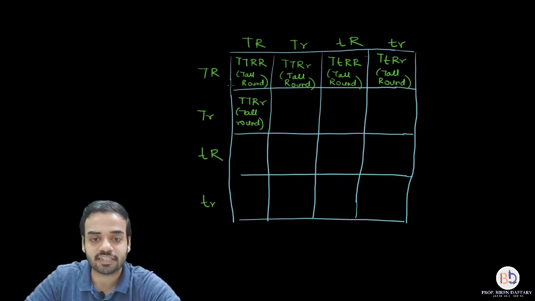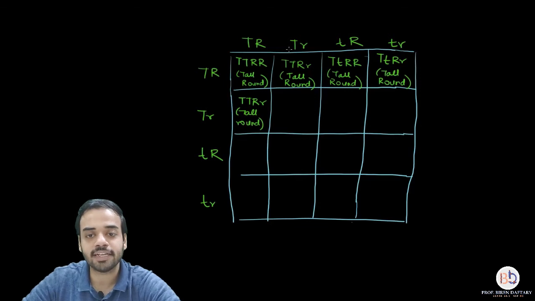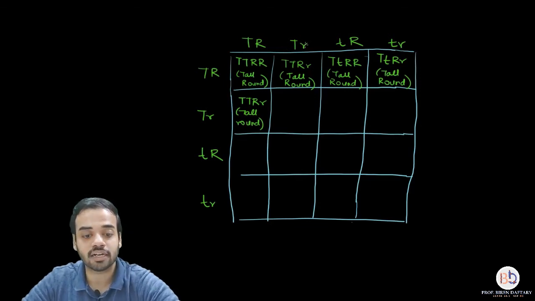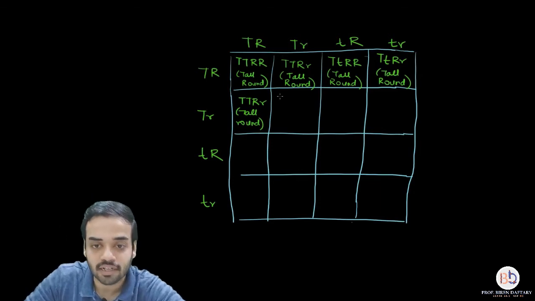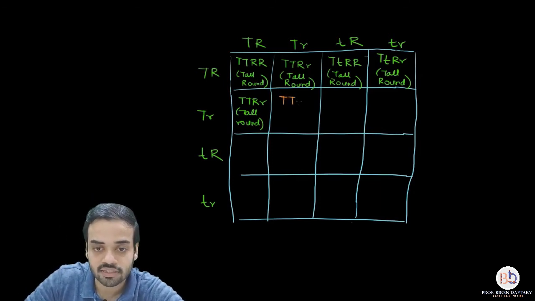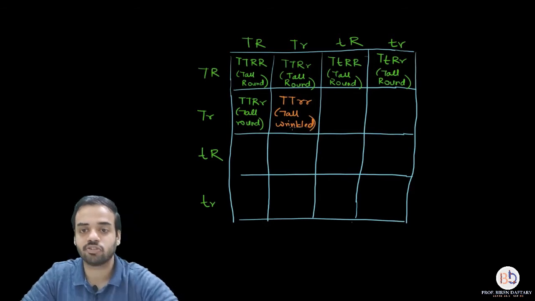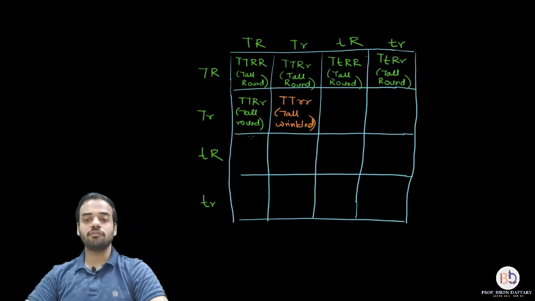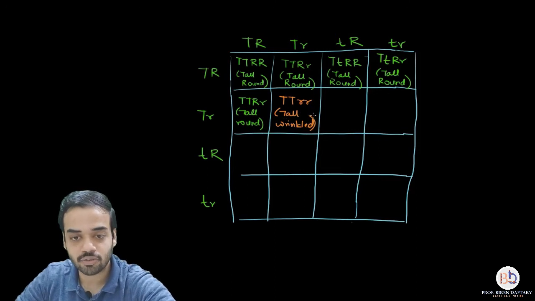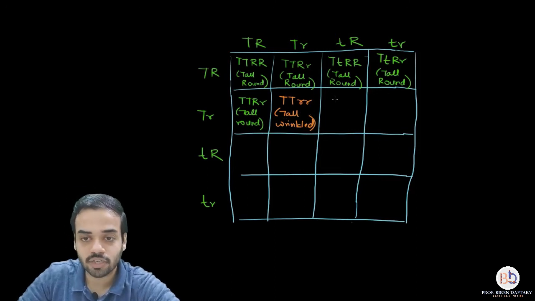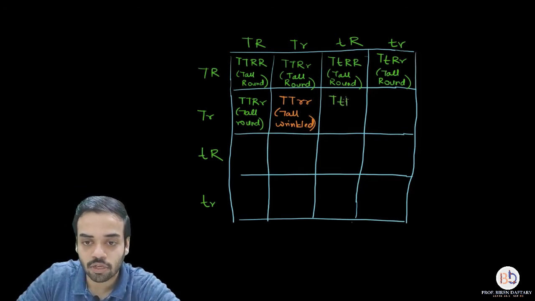Now look at this next phenotype. It is going to be capital T, small r, and that is going to be tall, wrinkled. Now let us use a different color for that. So I'm going to use the orange color, capital D, small r, which is tall and wrinkled, so that it becomes easy for us when we write down the ratios. Now again, when we are going to write the next genotype, the next genotype is again going to be capital T, small t, capital R, small r, that is again tall, round.